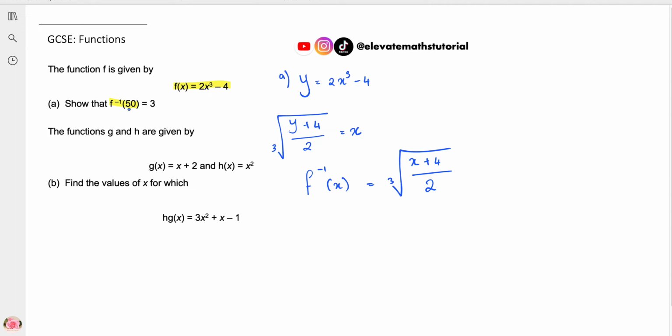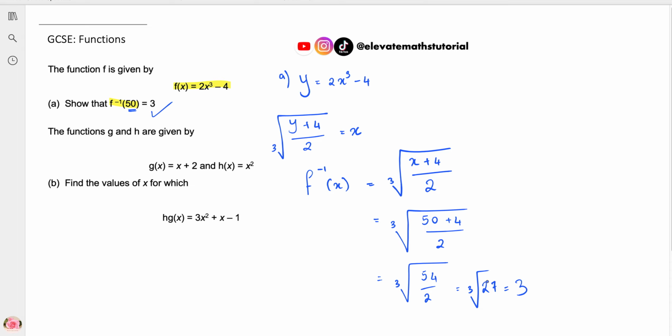Now the question asked us to substitute 50 here and show that we get a 3 out. So if you plug 50 in, it's the cube root of (50 plus 4) divided by 2. So that's going to be the cube root of 54 divided by 2, which is the cube root of 27. So the answer is going to be 3. And that's the shorter part of the question.